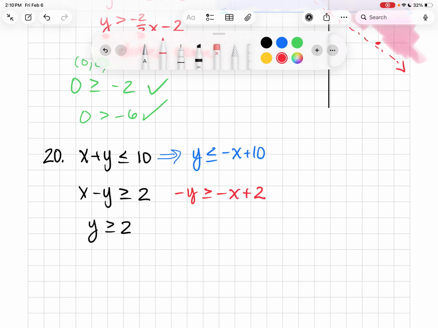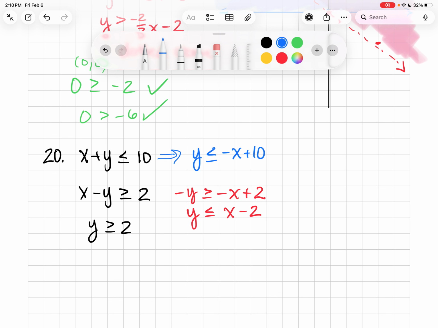Then I've got to divide by the negative. So y is less than or equal to, I got to change the sign, x minus 2. And then obviously the bottom one is going to be what it's going to be.